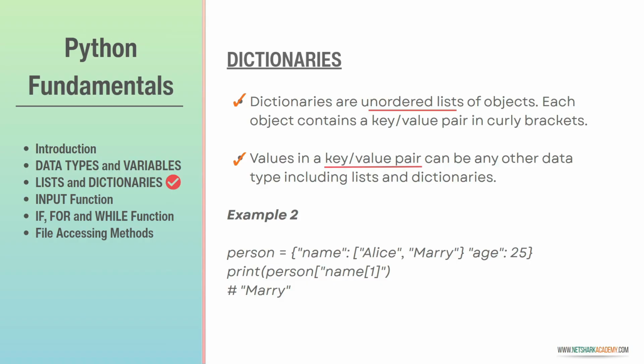Take one more example, example 2. We have person consisting of two key values, name and age. Name is again a list of two string items, Alice, sequence number 0, and Mary, sequence number 1. To get the value Mary, we have to print person name of 1. That will give output as Mary.